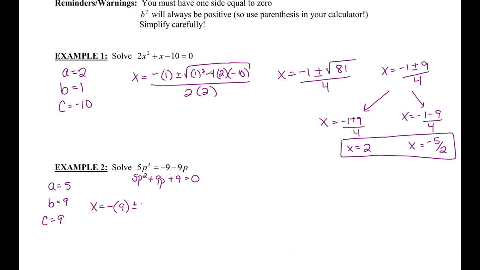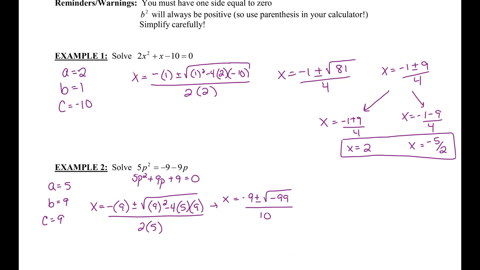So underneath the square root I have b squared minus 4 times the a value times the c value, everything over 2 times a. So if I go the same process and just simplify underneath the square root, 9 squared minus 4 times 5 times 9 gives me negative 99. And this is over 10. And then I need to try and simplify the radical, square root of 99.